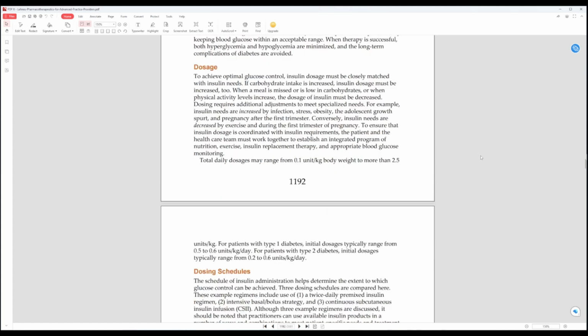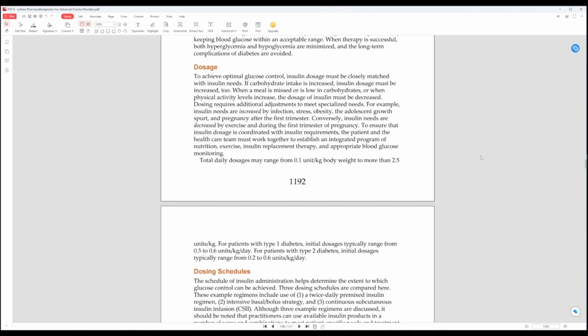Dosage. To achieve optimal glucose control, insulin dosage must be closely matched with insulin needs. If carbohydrate intake is increased, insulin dosage must be increased too. When a meal is missed or is low in carbohydrates, or when physical activity levels increase, the dosage of insulin must be decreased.